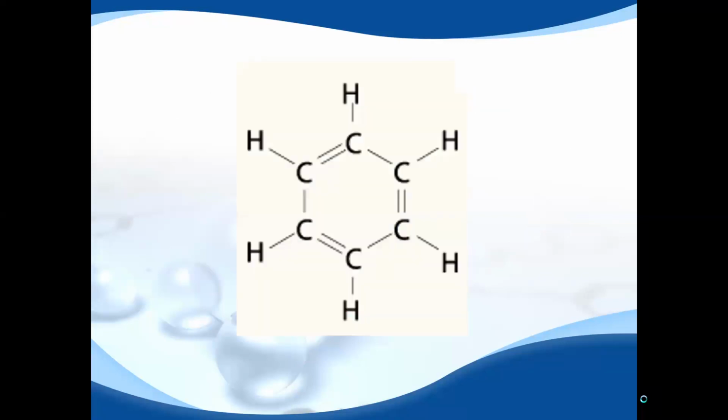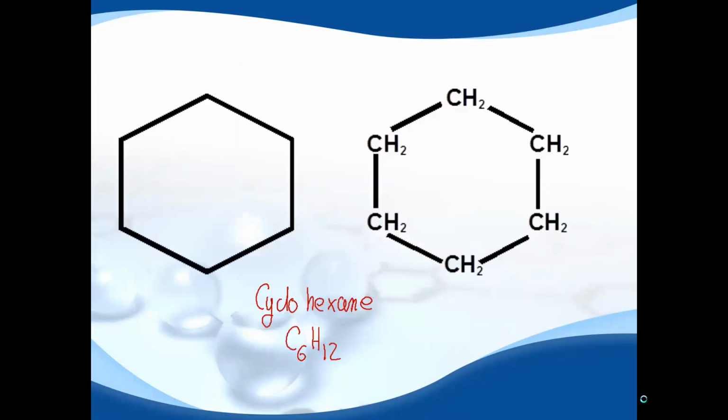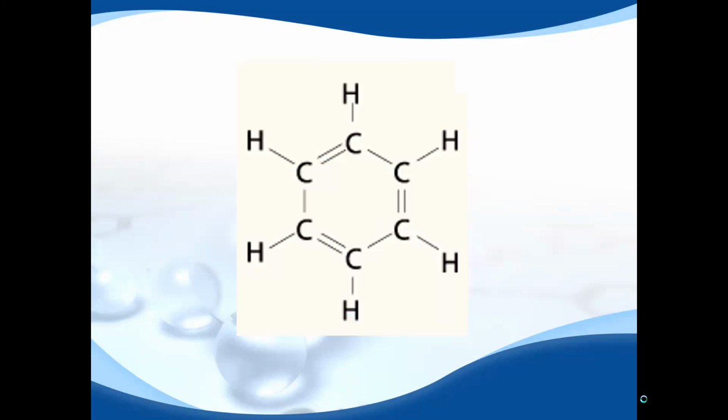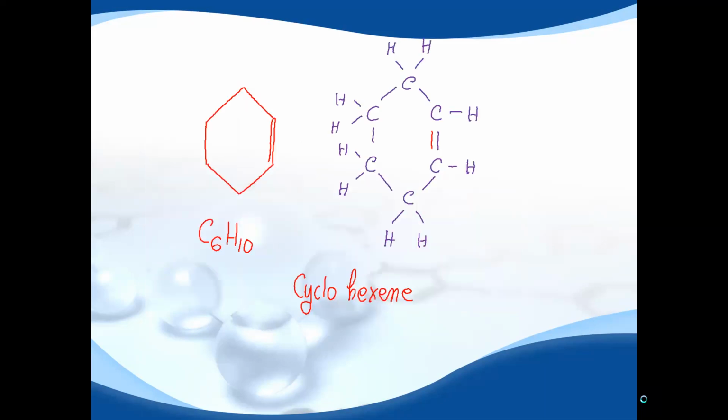Wait, go to the previous one, the cyclohexene. There was another one in between. Oh, this is benzene. This is benzene, and it has a ring structure. This is called benzene. C6H10 is cyclohexene. It has one double bond, so it is called cyclohexene. You have to copy this. Okay, done.